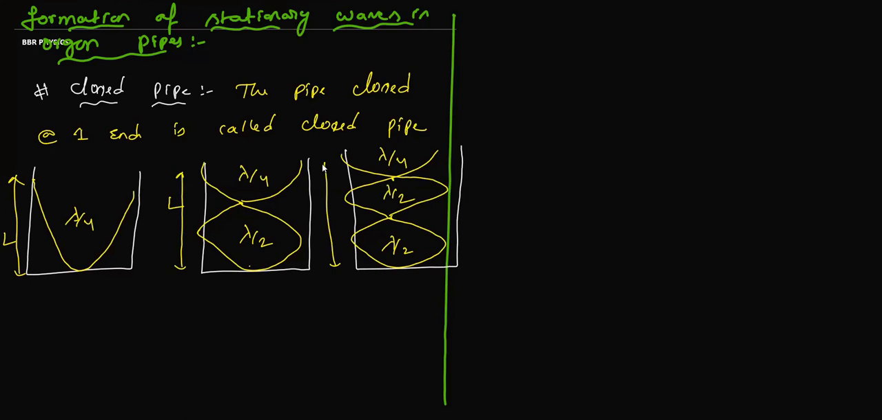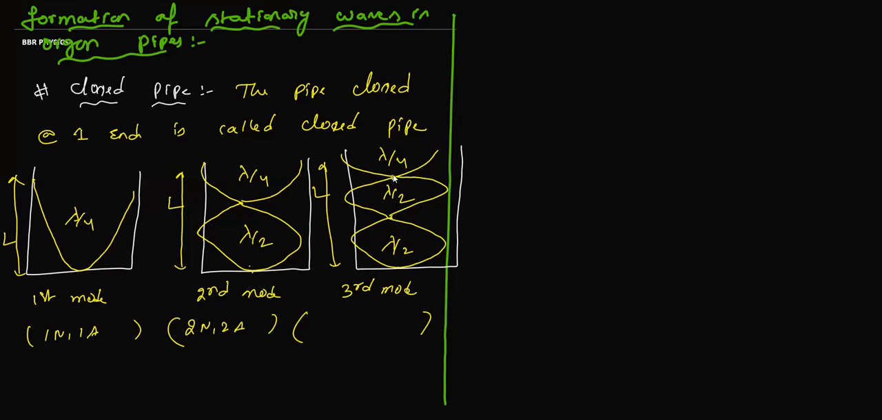So what are the possibilities we're checking? This is the first mode, this is the second mode, and this is the third mode. How many nodes and antinodes are there? In the first case, there is one node and one antinode. Next case, two nodes and two antinodes, with maximum and minimum amplitudes. Third case, three nodes and three antinodes.